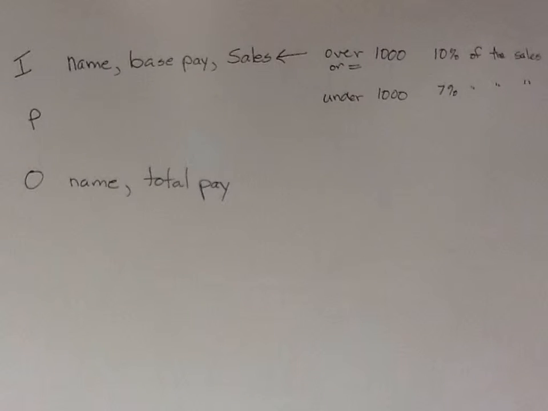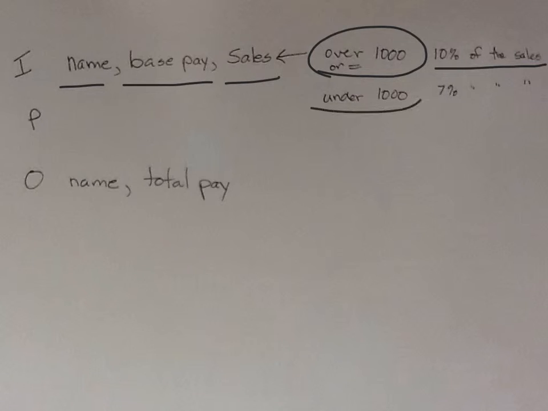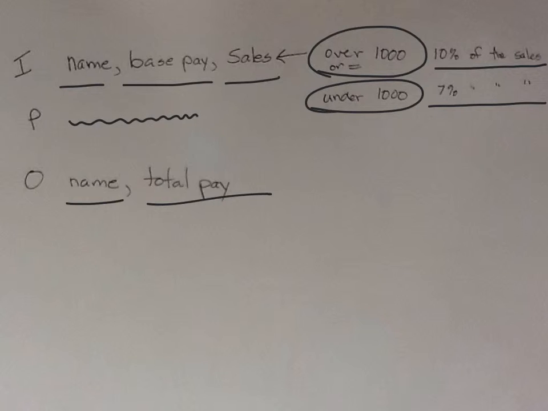Then we looked at another example. So we have name, base pay, and sales. Over 1,000 or equal to, they get 10%. Under 1,000, they get 7%. So we're going to print out the name and total pay, and then the students had to think of the process on how to do that. And it's not hard, right?